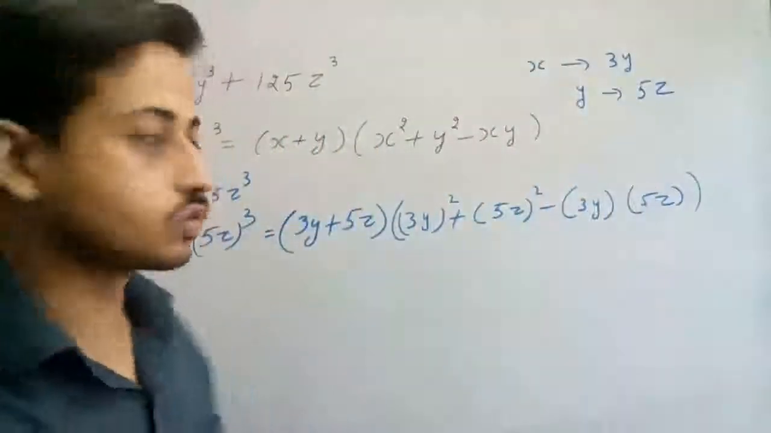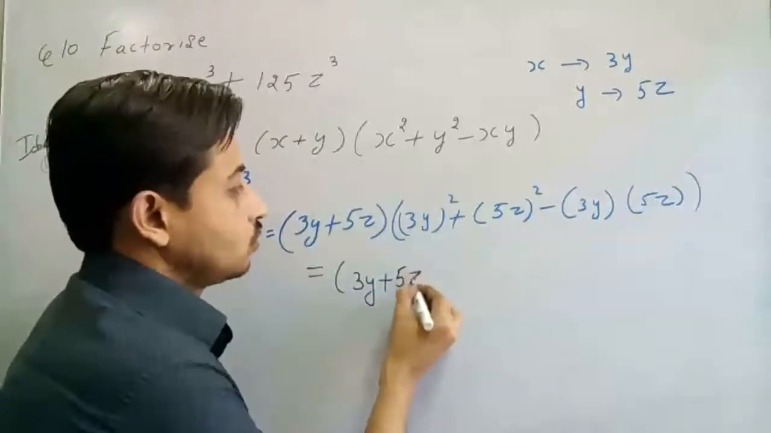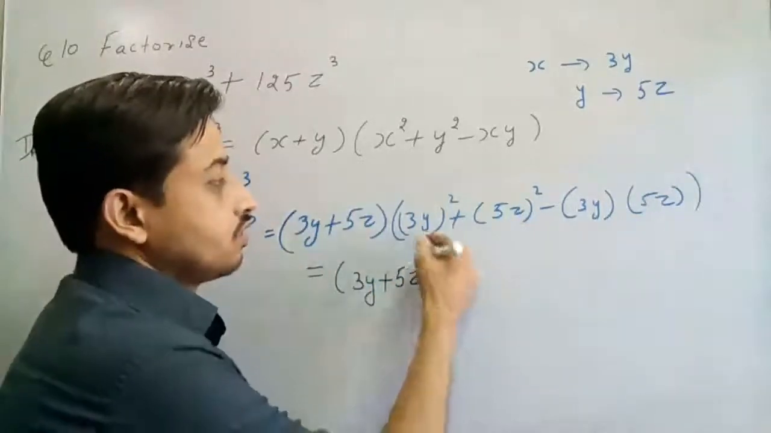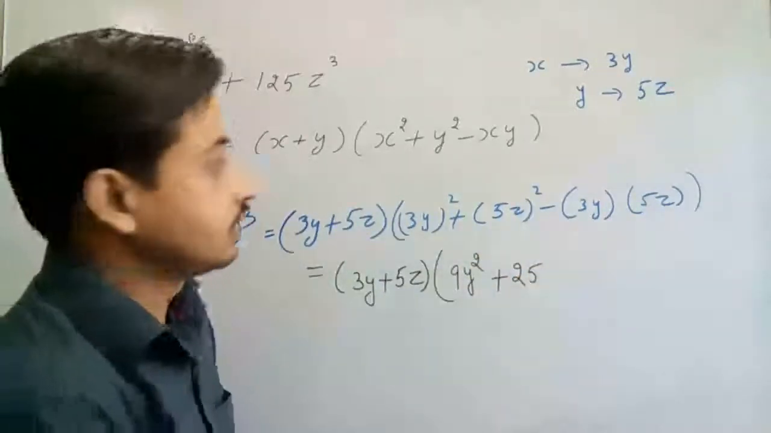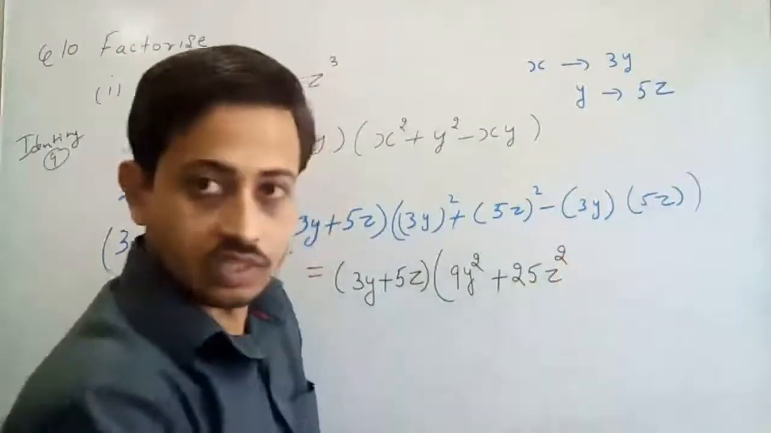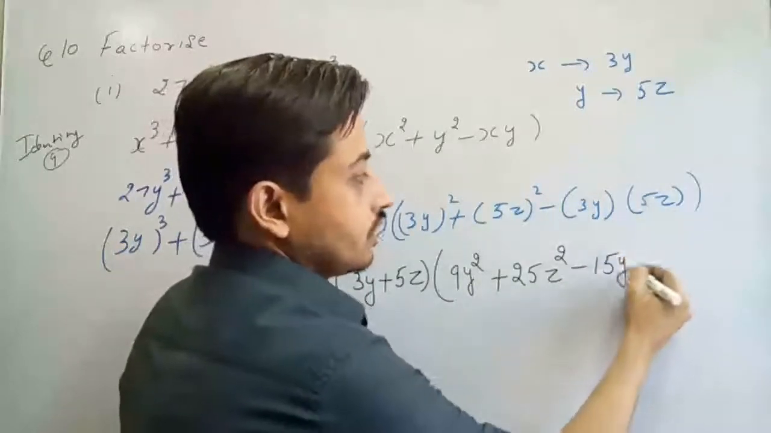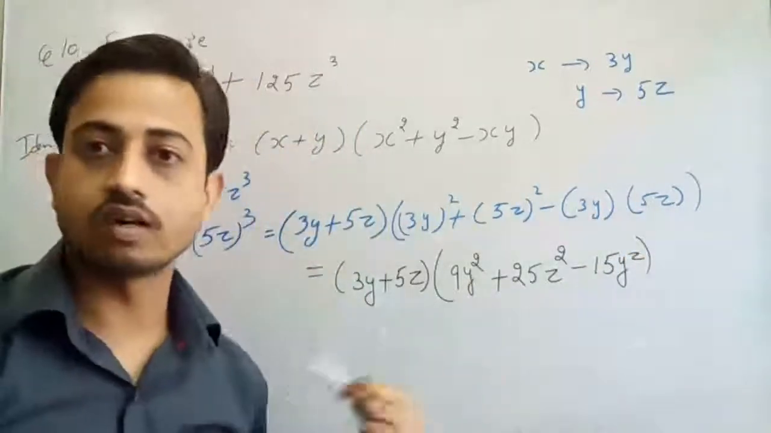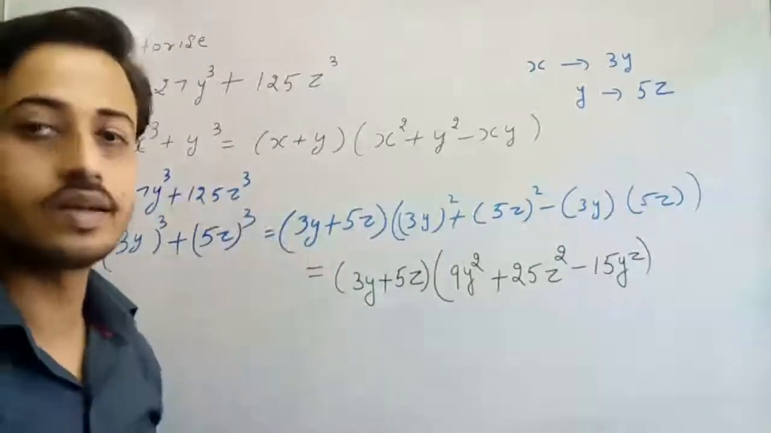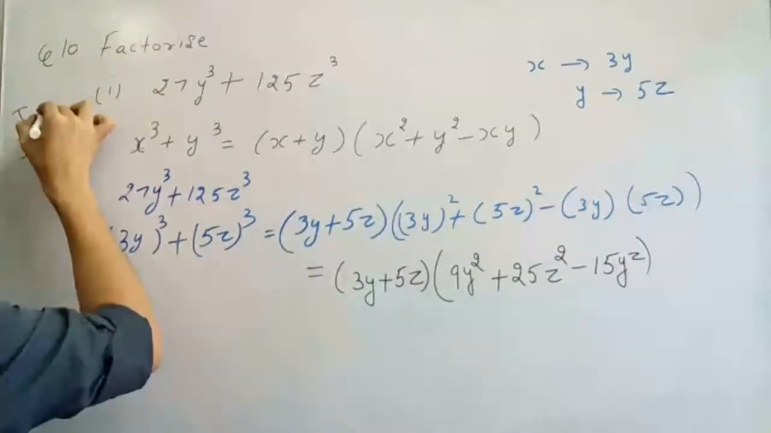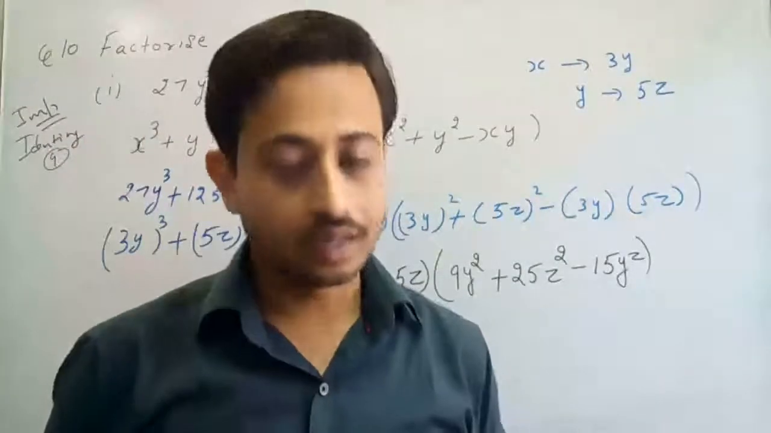Now we have to solve it. 3 into y plus 5 into z. 3 square is 9, y square is y square, 5 square is 25 and z square is z square. Now 3 into 5 we get 15, y into z we get yz. So this is our answer. It's very very simple if you know the identity. It's very important. Very important identity. So please make a note.